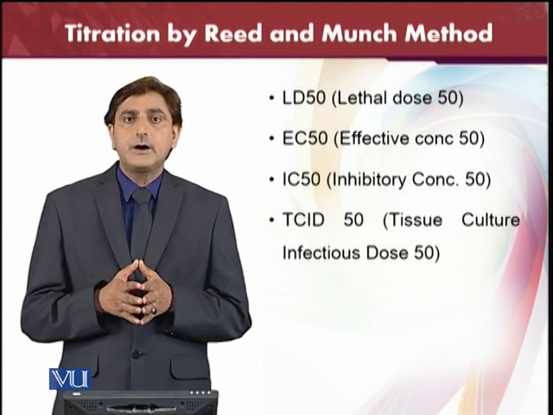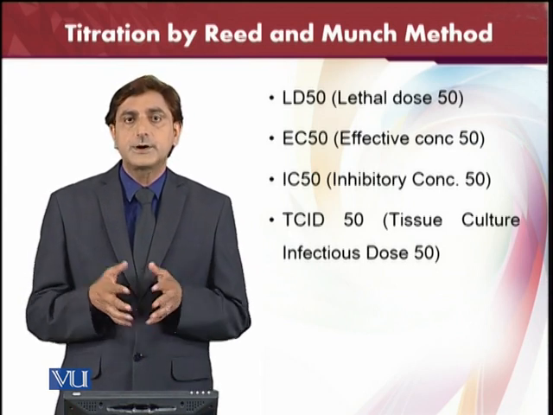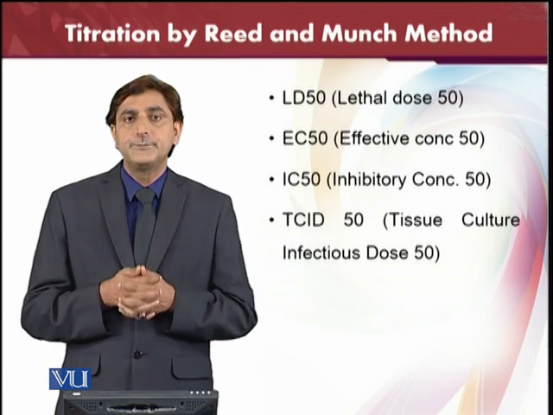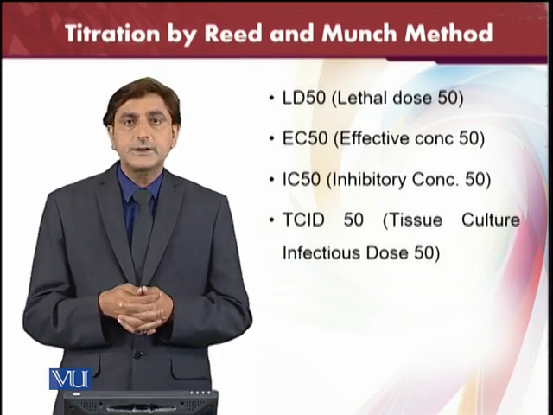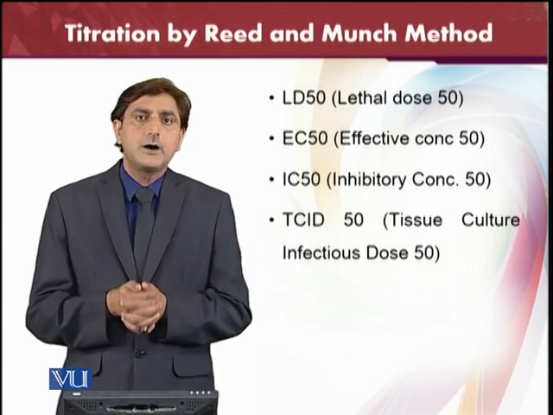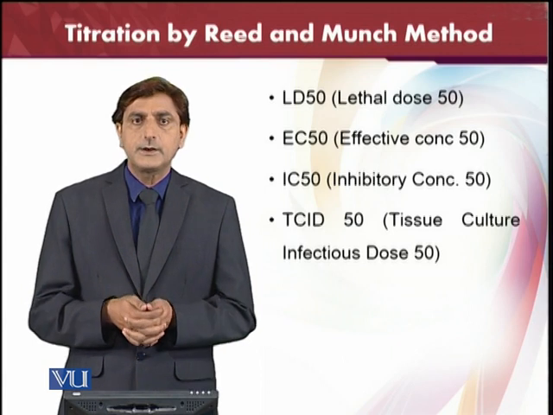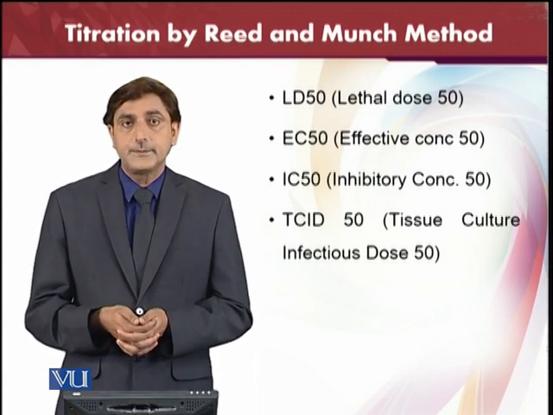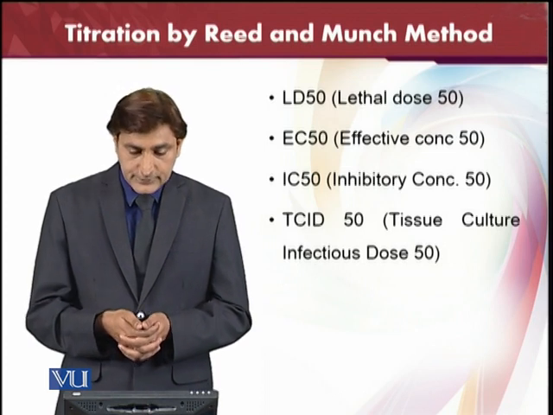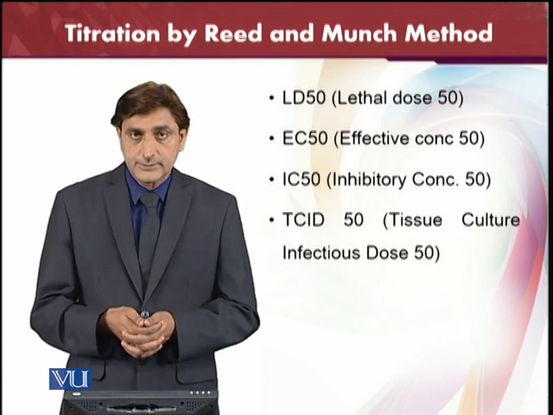The 50% of our experimental animals need to be paralyzed, show the clinical signs, or die for calculation of the lethal dose 50. Then there is the effective concentration 50. Of course, the concentration of the virus in the inoculum is very important. Similarly, as far as concentration, the effective concentration 50 will be important for using the Reed and Muench method.